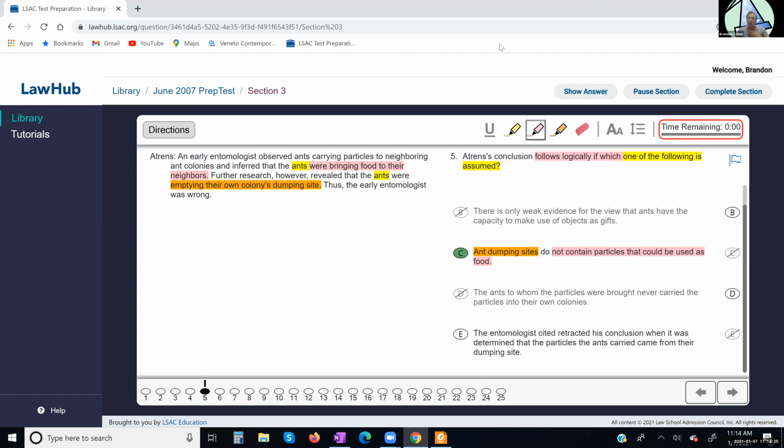So this would strengthen the argument, E, saying that he retracted his conclusion. Okay, so this would support it. It would strengthen it. If the entomologist is like, wait a minute, I found out orange, so I'm going to change my mind, that would weaken the entomologist's position, strengthening the idea that the author is saying that the guy was wrong. But it doesn't prove it. Remember, sufficient assumption needs to prove the argument correct. And so that's why E would not be correct.